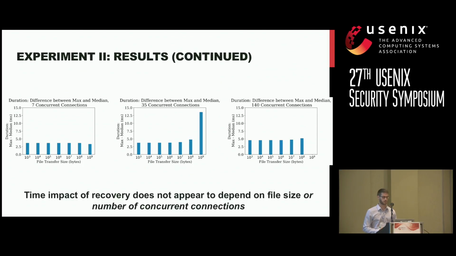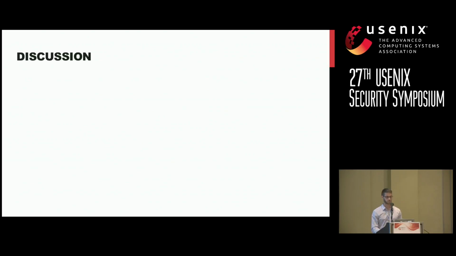If we expand on this, I have that same chart on the left side here, and I have 35 and 140 concurrent connections in the middle and right side, respectively. We see that in almost all cases, it's about 3 seconds, even with more concurrent connections, regardless of the file type. There are a few outliers, but by and large, it appears that the recovery process is not dependent on the number of concurrent connections or file size.